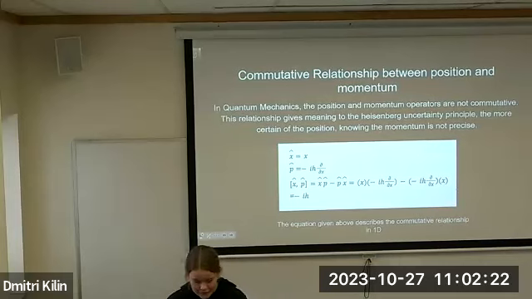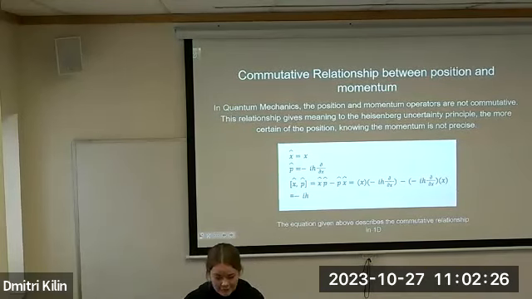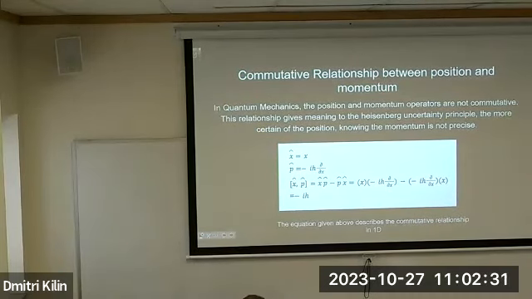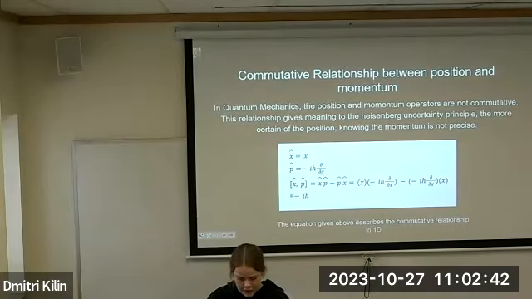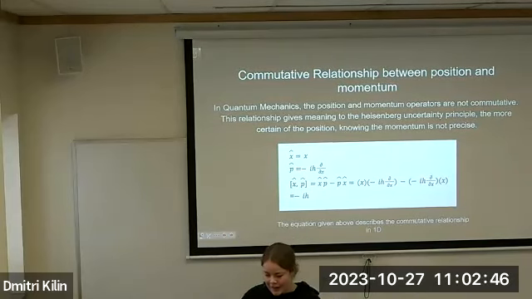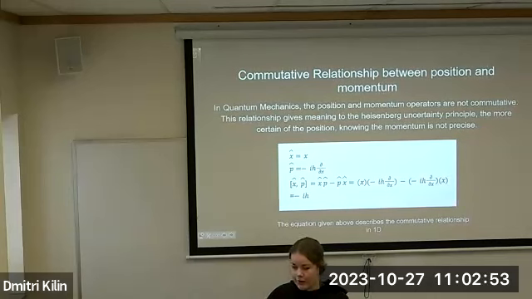So if we're calculating the commutation relationship between position and momentum, we define the position operator as x, and the momentum operator as negative i h bar times the partial derivative. If we apply these and take the difference of their products, we get i h bar. I don't know if you want me to go through the computation. And so this describes it in 1D.